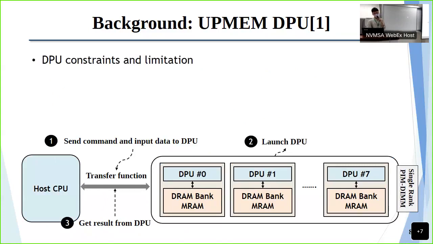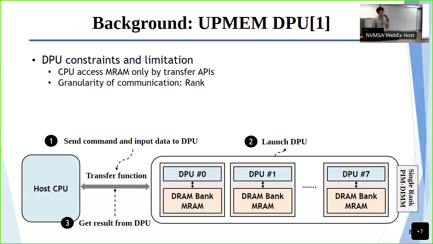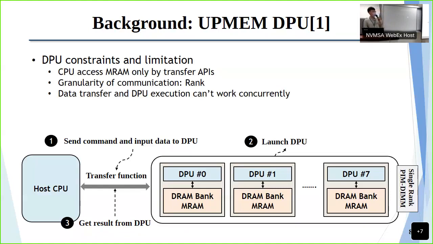There are many restrictions on the use of the DPU, and it requires many considerations in our software design. First, the CPU accesses DPU MRAM only by the transfer API, not by regular memory access. Second, the communication granularity is a rank instead of a single DPU. Third, data transfer and DPU execution cannot work concurrently. This means more data transfers, more DPU idle time. And there is no data sharing among DPUs. Each DPU can only access its own MRAM. If data sharing is necessary, the data have to be sent to the host CPU and then to other DPUs.